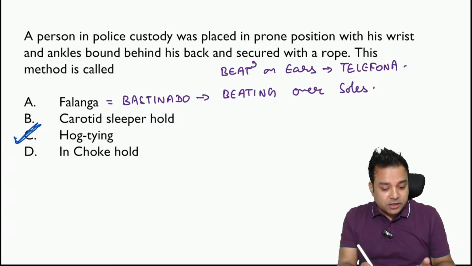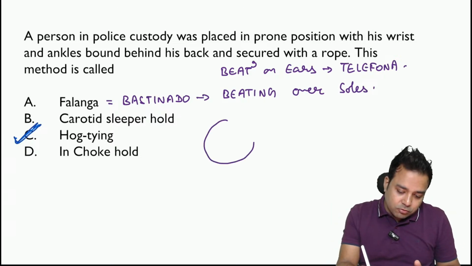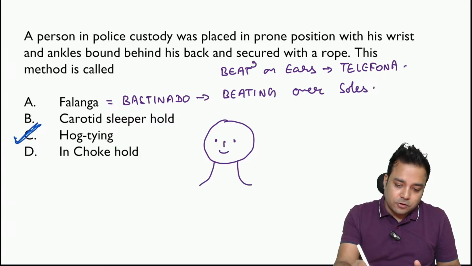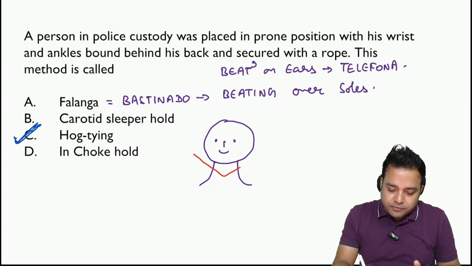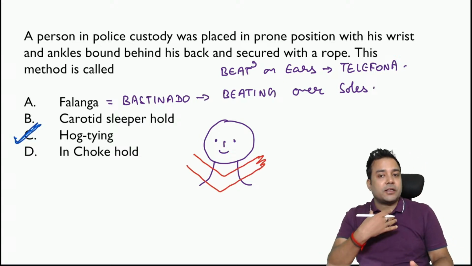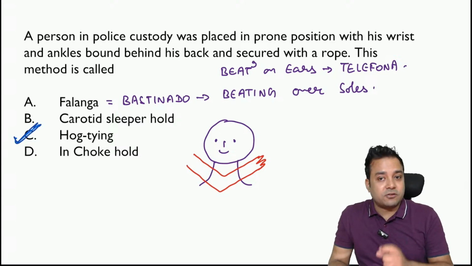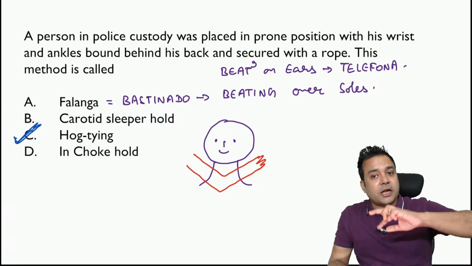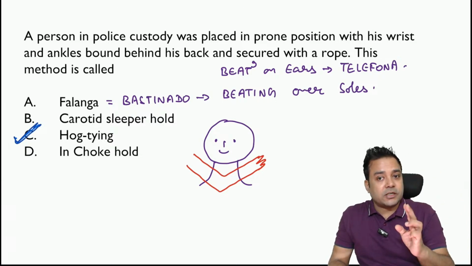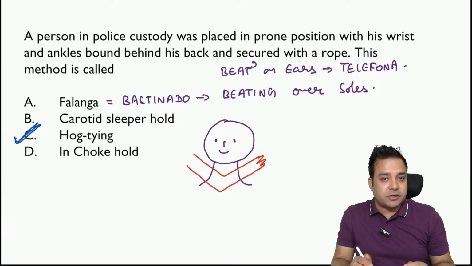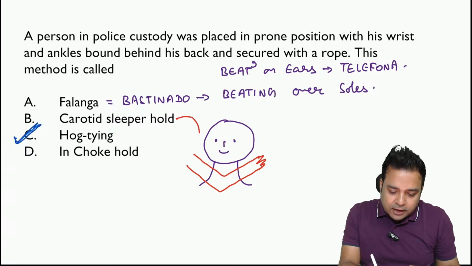And what new question can they ask? There is a person who is being tortured like this. You are standing behind the person and you have kept your cubital fossa in the midline and you are strangulating the neck of the person like this. What is this type of torture technique? It is not mugging. Mugging will be a type of strangulation. The question is: identify the torture technique in the image. So this image goes with carotid sleeper hold.